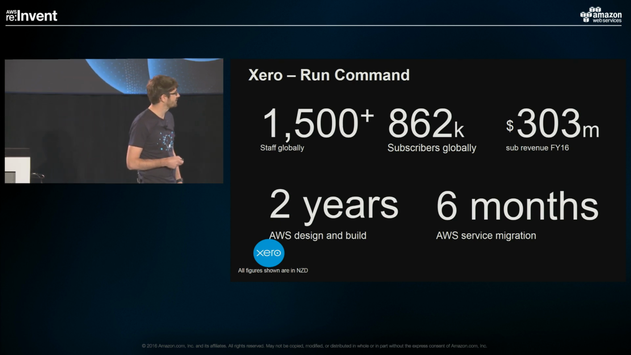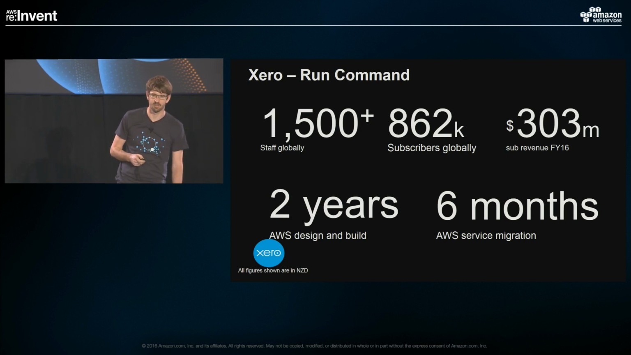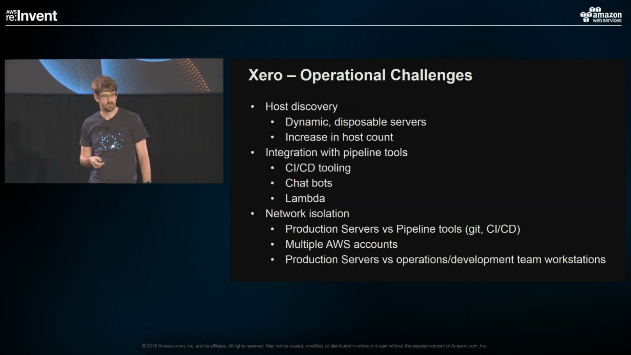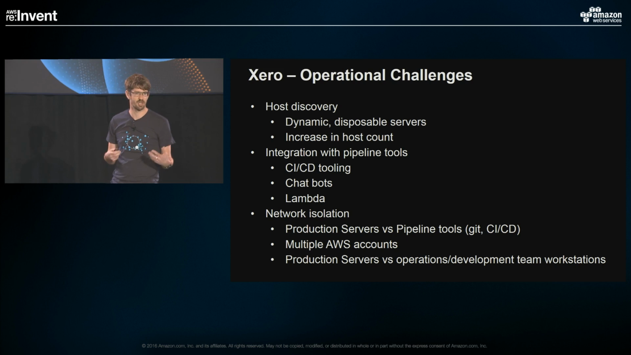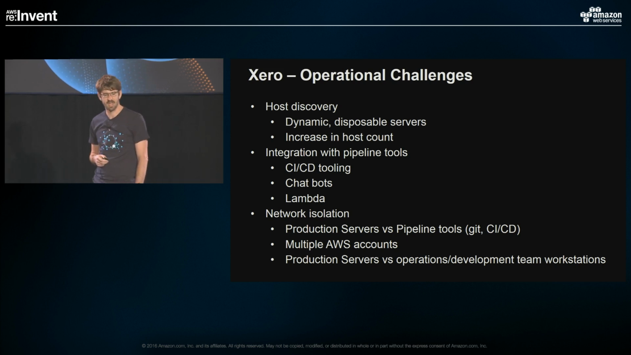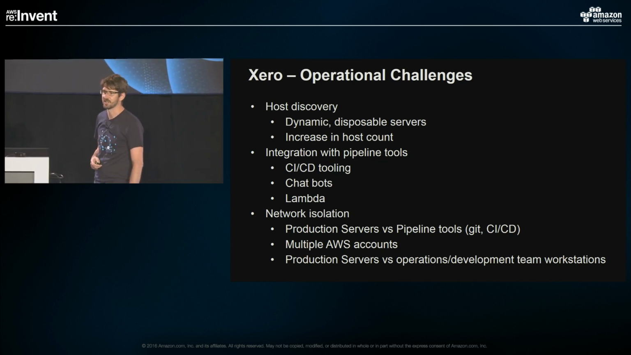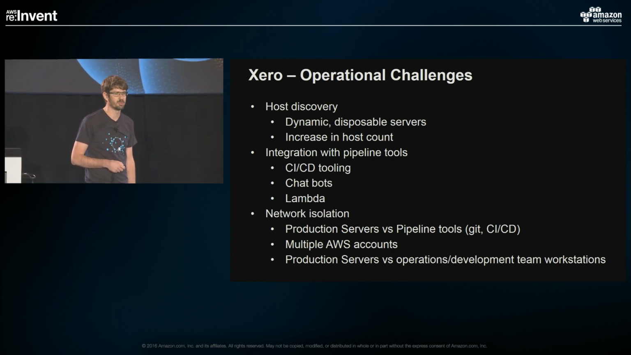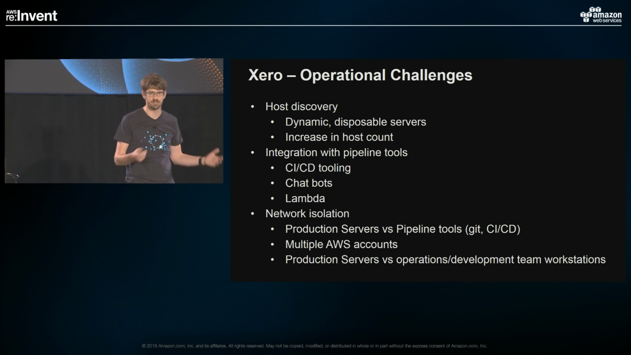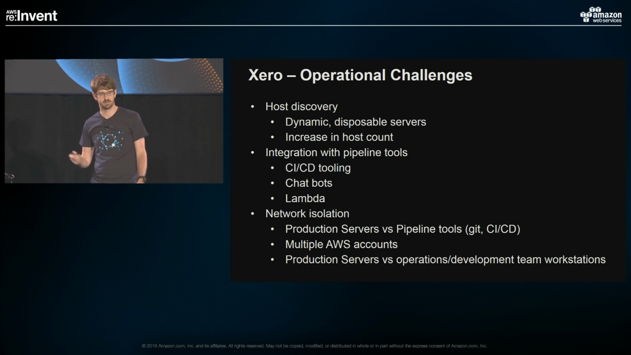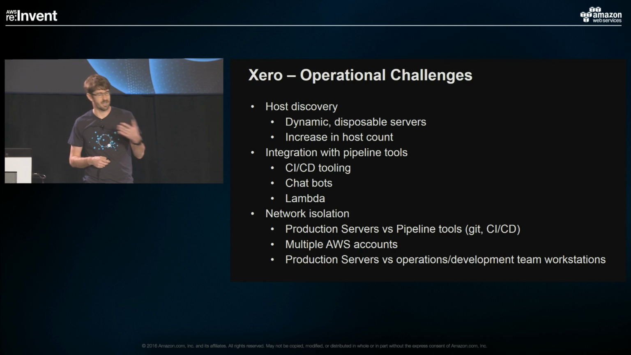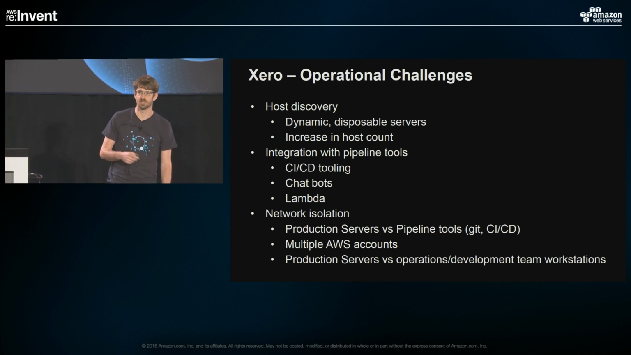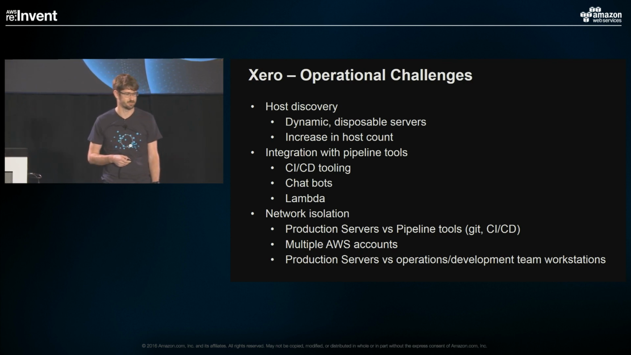So as we migrated into AWS, we took the opportunity to really embrace a code-driven infrastructure. And with new technology and new architecture comes new challenges. So the first one really was host discovery. We went from having relatively few servers to having very many servers, from hundreds to thousands. And that comes with challenges, obviously, particularly with a dynamic environment, instances coming and going in a way that wasn't true in our previous infrastructure.